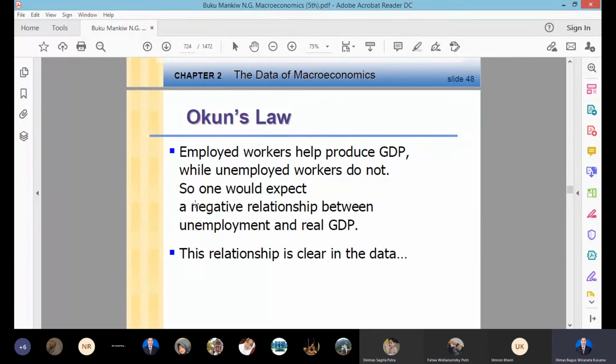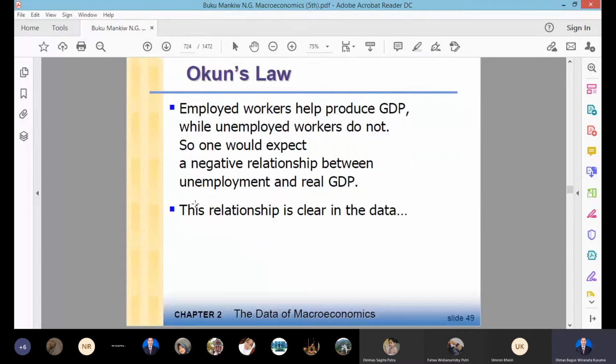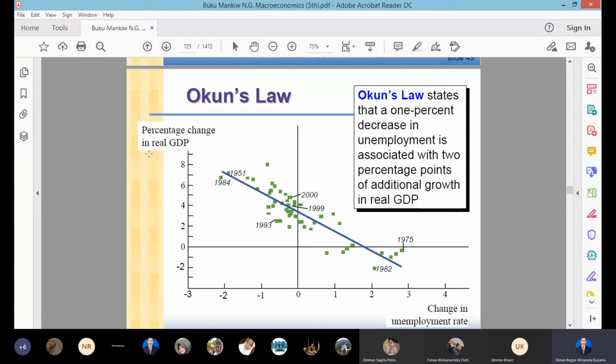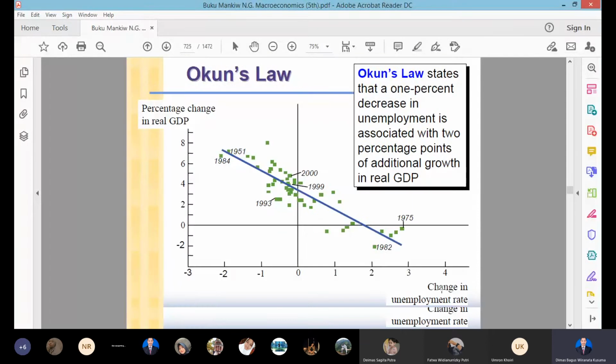This relationship is clear in the data. Here, the vertical axis is the percentage change in real GDP, and the horizontal axis represents the change in the unemployment rate. Here is the period from 1951 until 2000, and you see the dots showing the negative trend.